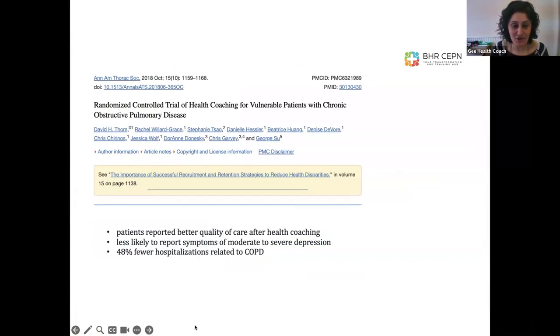This is a randomized controlled trial for health coaches that were involved with COPD, which I found very interesting. And patients reported better quality of care after health coaching. They were less likely to report symptoms of moderate or severe depression, so a real mindset shift, and 48% fewer hospitalizations related to COPD after seeing a health coach, which I thought was very empowering. Next slide, please.